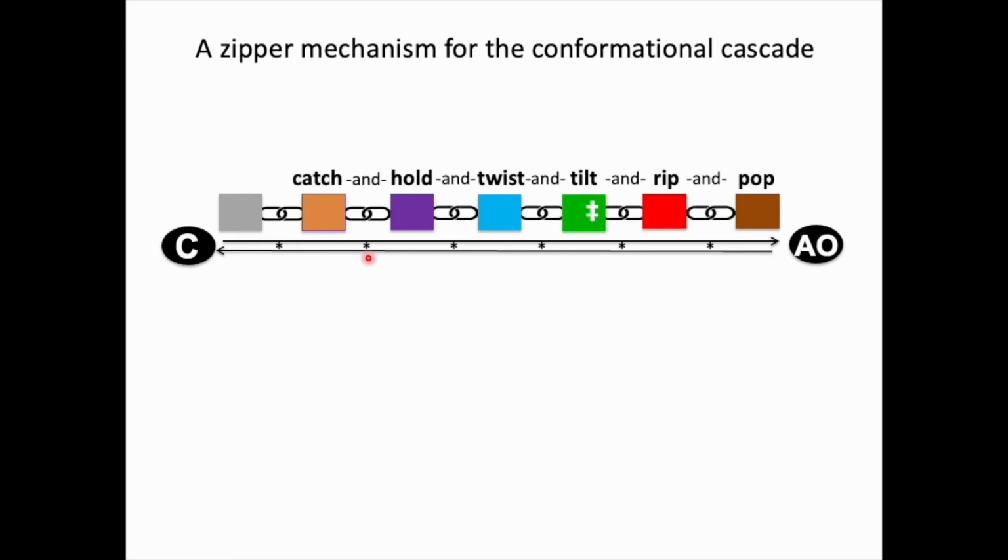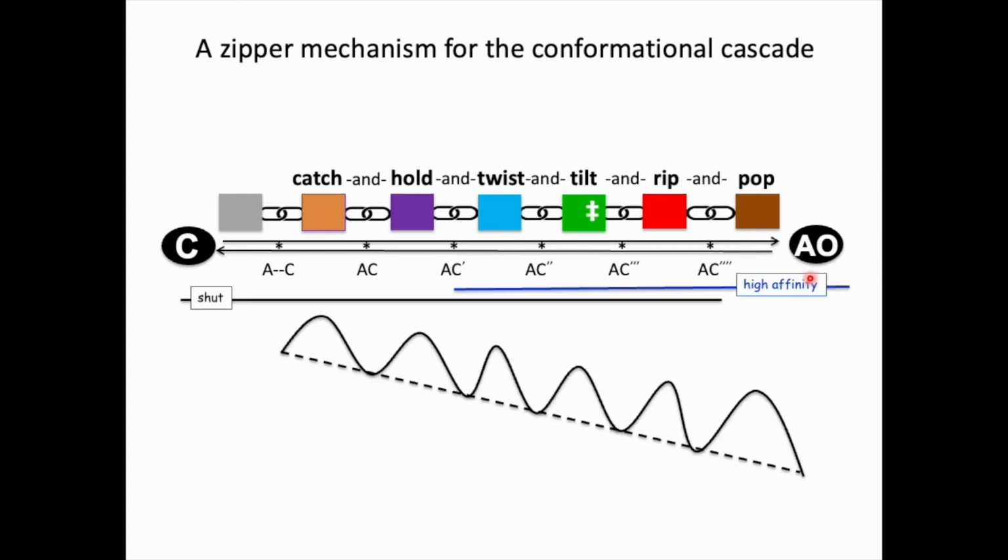And just to remind you, what we're going to do is link all these by the paperclip, by the same linear free energy process that we use for catch and hold. So catch promotes hold, promotes twist, promotes tilt, promotes rip, promotes pop. They're all going to be linked in a big, long linear free energy relationship to connect C, unliganded C, with liganded O, the activation of the receptor. And just to remind you, the blue line here highlights the states that all have high affinity. Everything after hold is a high affinity state.